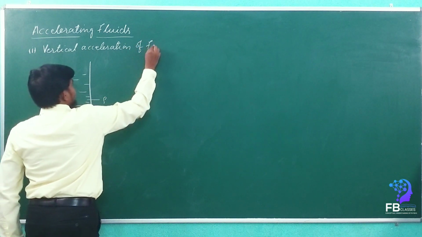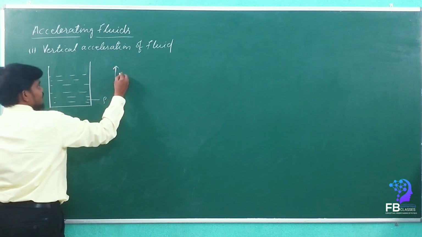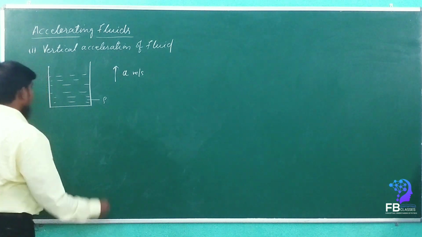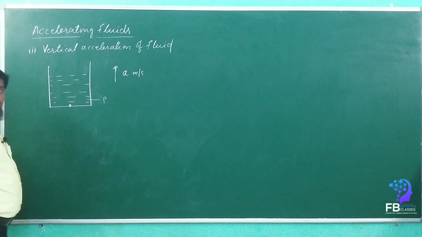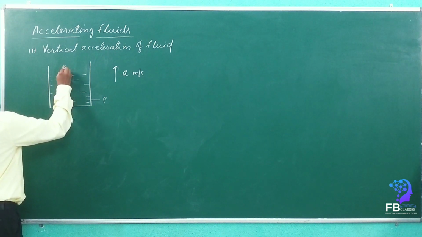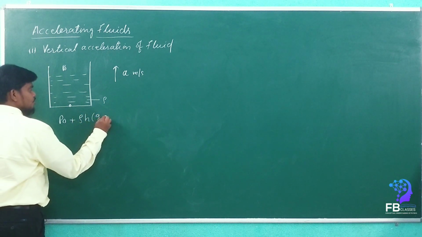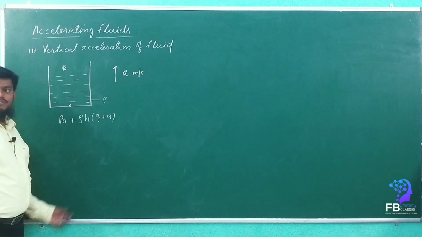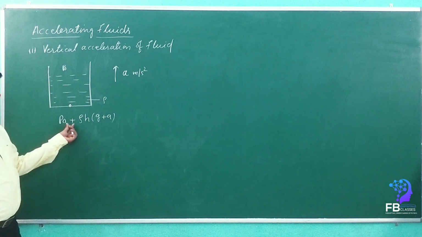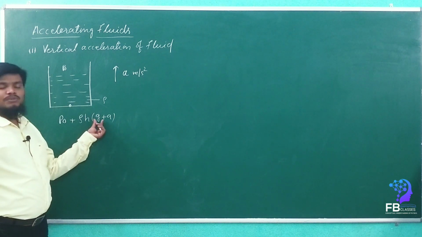If the container is moved with acceleration a meter per second squared vertically upwards, then the pressure at the bottom of the container is P naught, the atmospheric pressure, plus rho h g, where g becomes g plus a, the effective gravity, in meter per second squared. So the pressure is P naught plus rho h (g plus a). This is the effective acceleration.